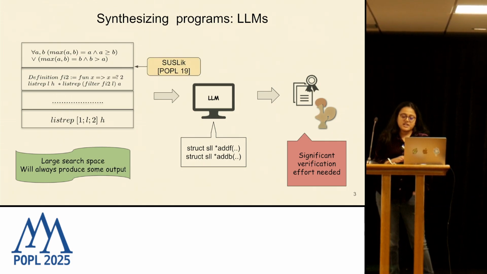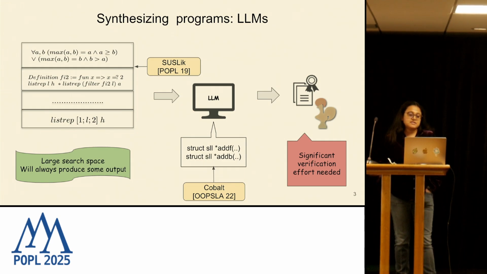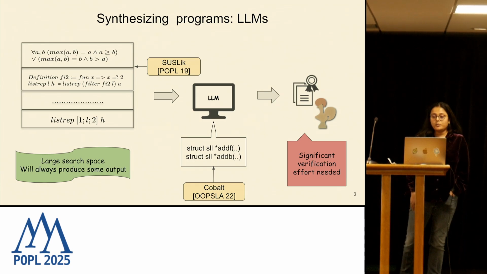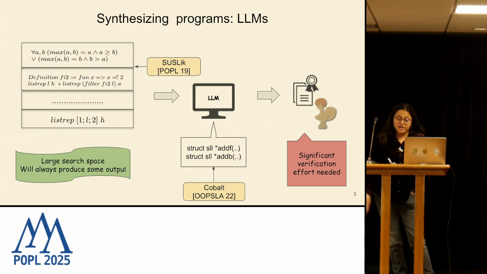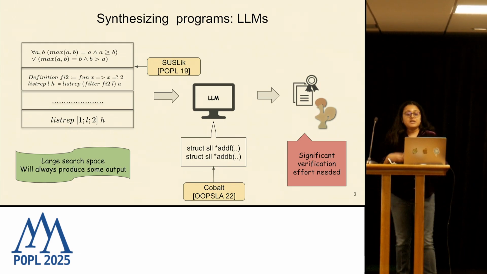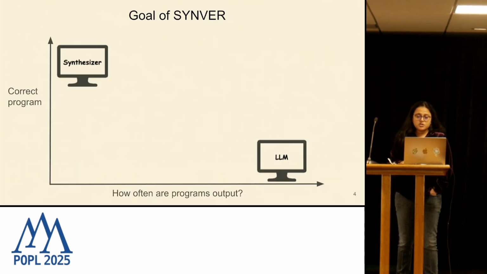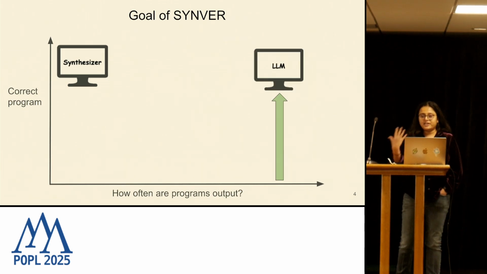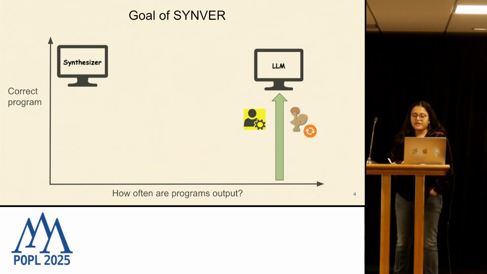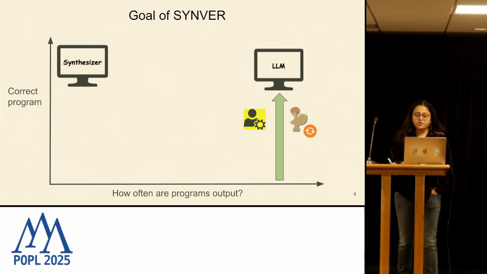There have been works like Suslik and Cobalt. Suslik tackles synthesis of heap-manipulating programs, and Cobalt tackles synthesis of API programs, but they're again standalone synthesizers. They're not as general purpose as what we achieve in this work. So the goal of SYNVER here is to reason about the full functional correctness of programs generated by LLMs, and we do this by incorporating automation inside Coq and with the help of some user assistance.